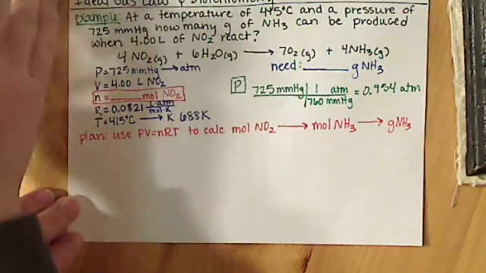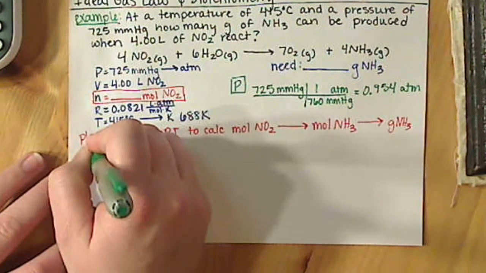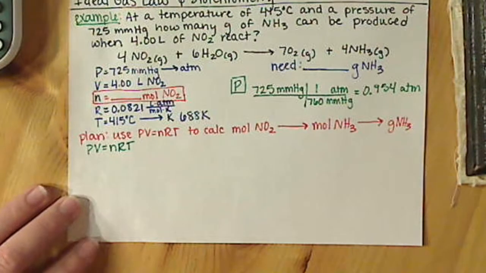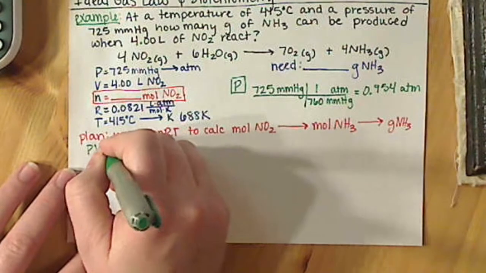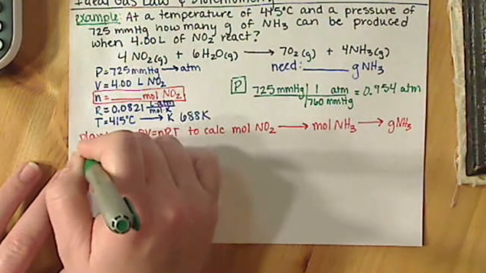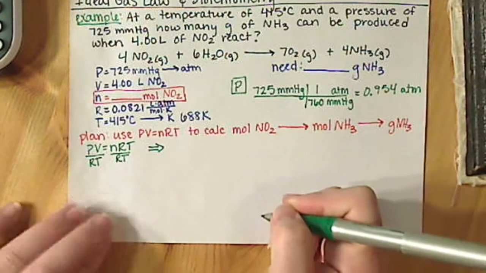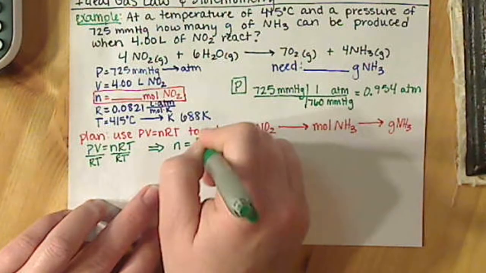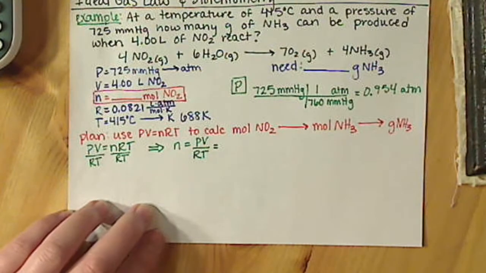Now I'm ready to plug that into the ideal gas equation. So I have PV equals nRT. I'm looking for n, so I want to solve for that. So I'm going to divide both sides by RT. And this is going to give me n equal to PV divided by RT. I plug my values in.